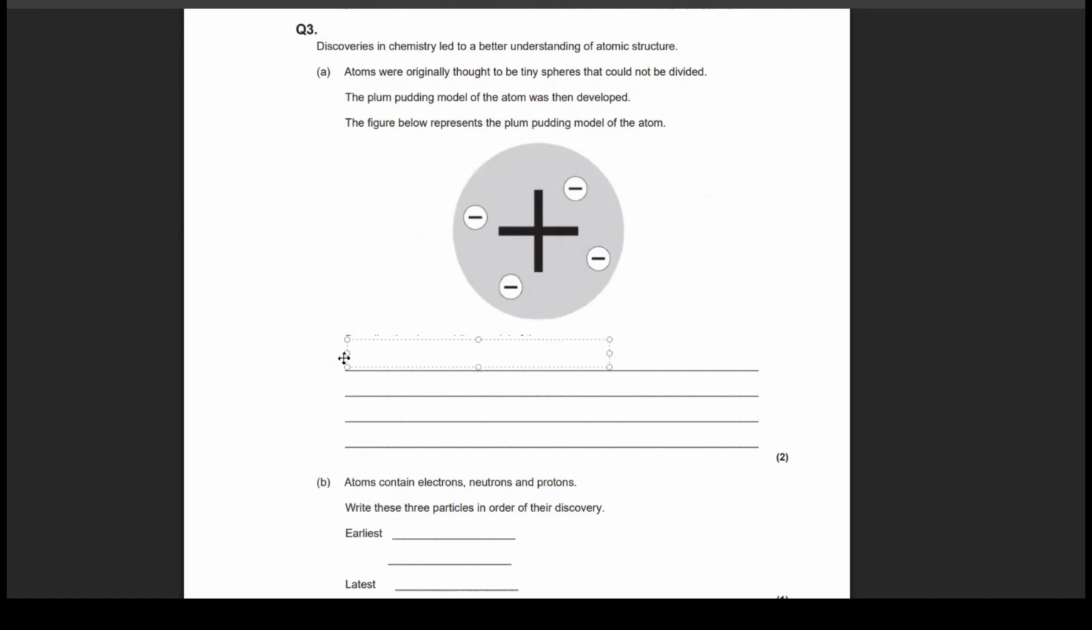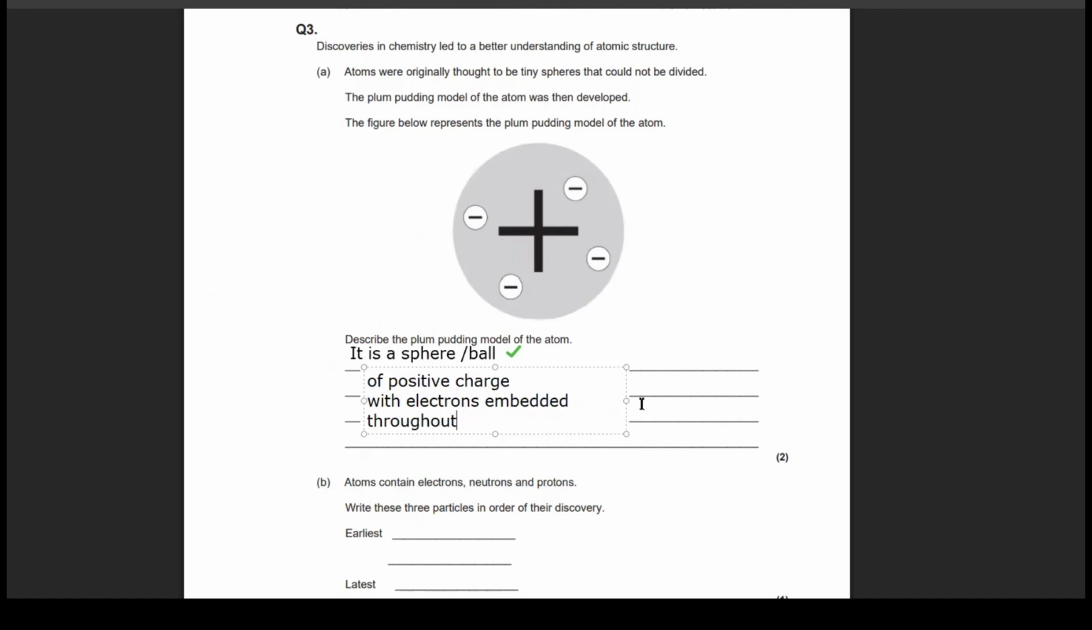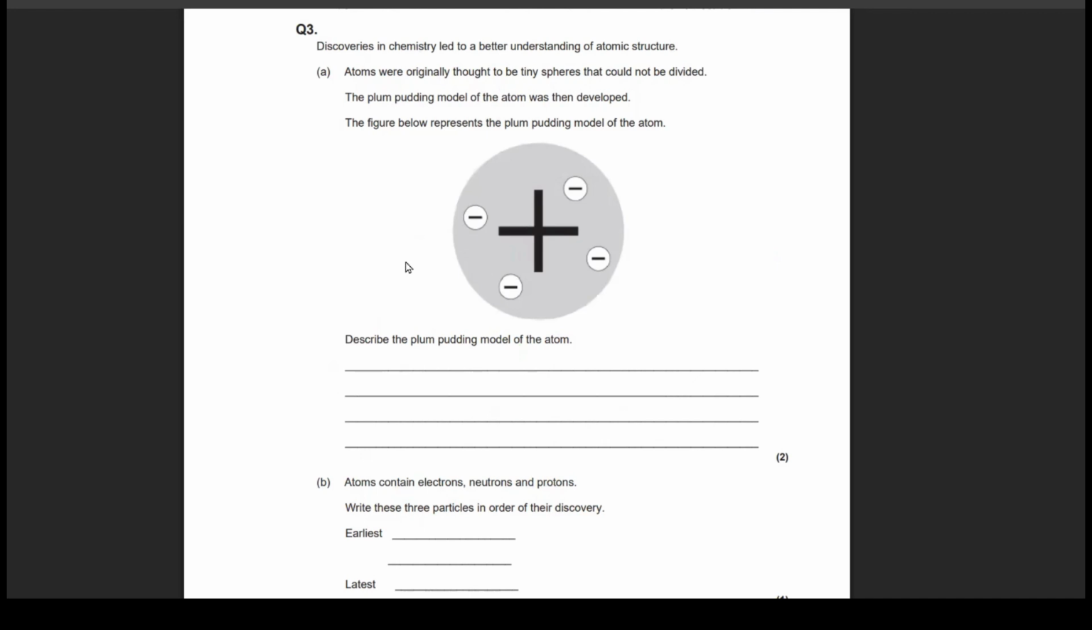So you're not allowed to say it is a circle. We're going to say it is a sphere. They will give you the mark, sorry, if you say ball. So it's a ball. And what is inside the ball? It is of positive charge. So the whole ball is positively charged with electrons embedded throughout. Now you can say negative charge or electrons embedded throughout. They had discovered the electron at this time. So it's a ball of positive charge with electrons embedded throughout, and that will get you the marks. Make sure you put that on a revision card if you don't know that.